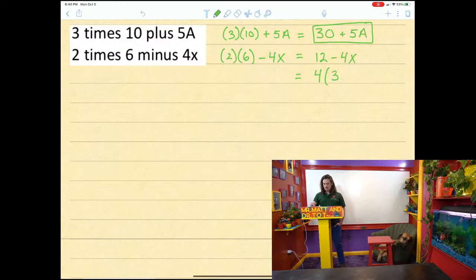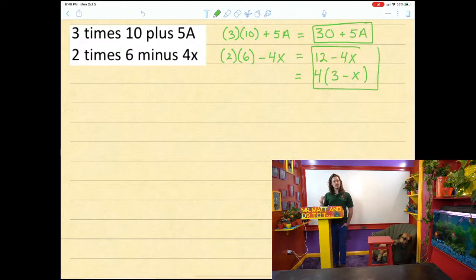Otherwise, I'd like you to convert the following mathematical expressions into verbal expressions. I'll give you 2 minutes. These will be the last 2 problems that we'll go through today. I'm going to give you 3 minutes, and then we'll go through a review.